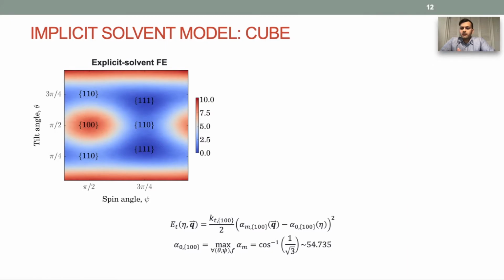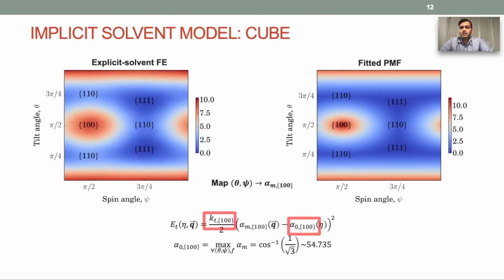To the free energy of a cube, we fit a single 100 feature potential. We use the COCO method to map the Euler angles to the basis function alpha m 100. The problem then reduces down to an optimization of the alpha naught and kT parameters. The resulting fit captures the orientation behavior both qualitatively and quantitatively.